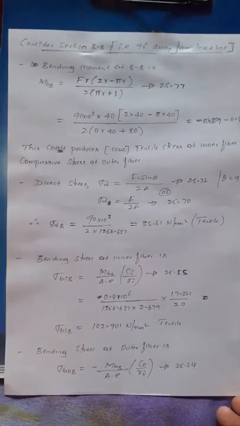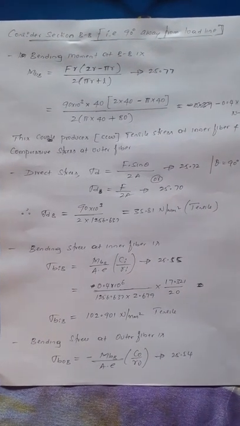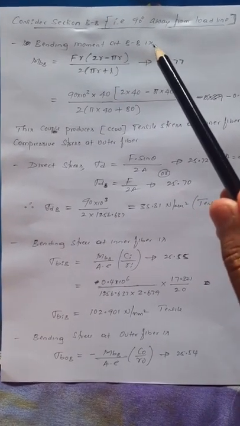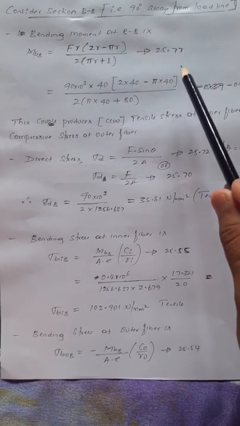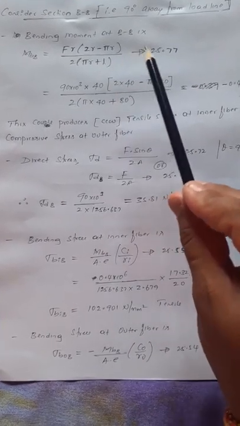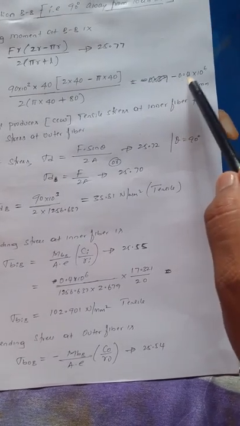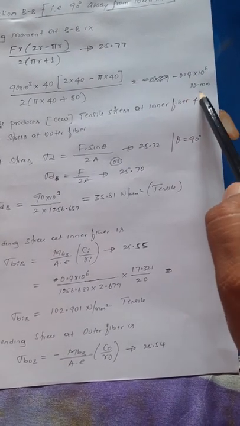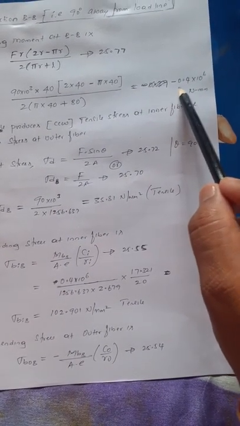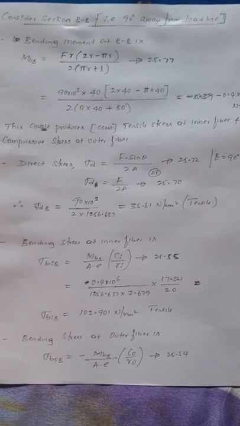Now consider another one, the section BB. Section BB is 90 degrees away from the load line. Now what is the bending moment at BB? By referring to equation 25.77, write that equation, then substitute R is equal to RC here. Then we will get minus 0.4 into 10 to the power of 6 Newton meter. A negative moment is nothing but a counterclockwise moment acting on that section BB.